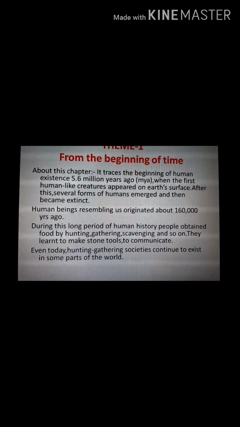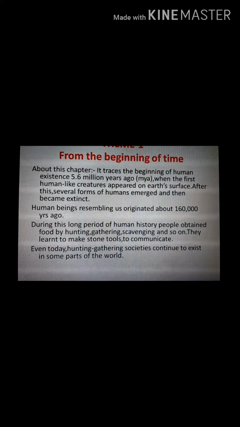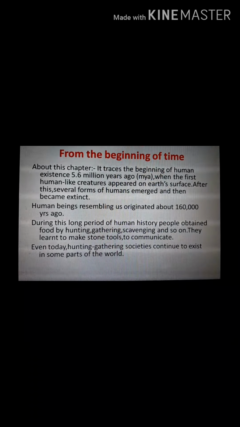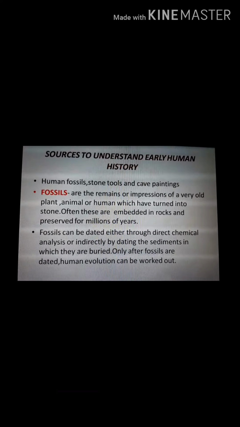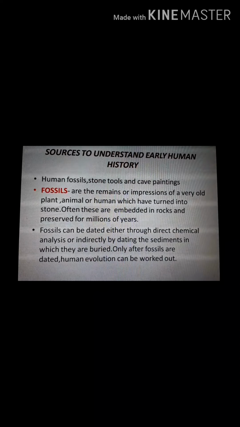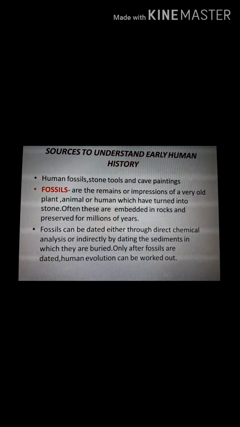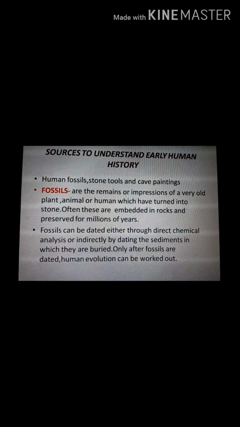During this long period of human history, people obtained food by gathering, hunting, scavenging, and so on. They learned to make stone tools, they learned to communicate. Even today, hunting-gathering societies continue to exist in some parts of the world. Let's know some of the sources to understand early human history: human fossils, stone tools, cave paintings. These are some of the preliminary sources to understand early human history.